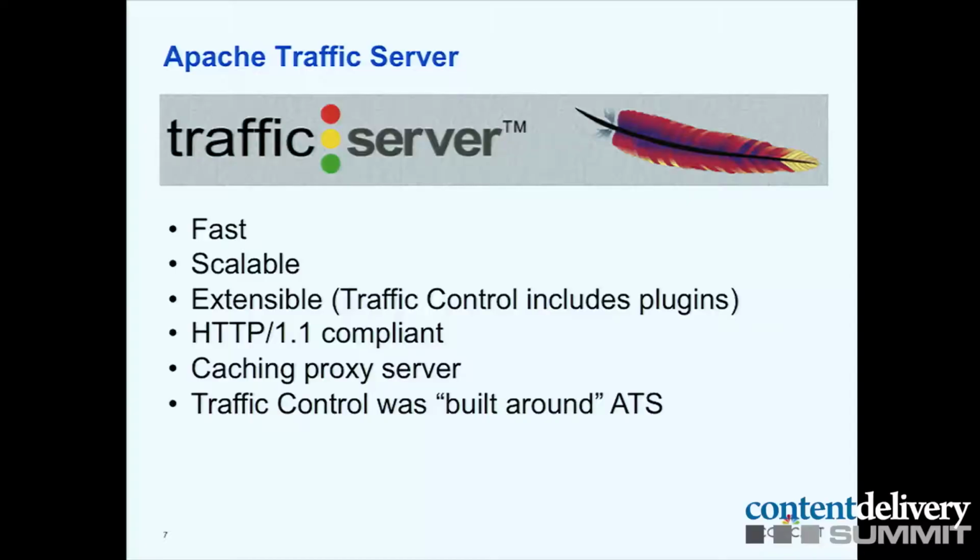And then the workhorse of it all is not part of Traffic Control, but Traffic Control was built around Apache Traffic Server. I think most CDNs now in some way, shape, or form are starting to use Traffic Server. It's an incredibly fast caching software. It runs really, really well on hard drives. We use a lot of hard drives in our CDN still. It's extensible. You can write plugins. You can do a lot of things to modify how it deals with the HTTP transaction.